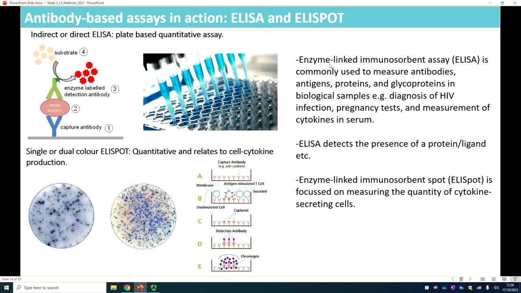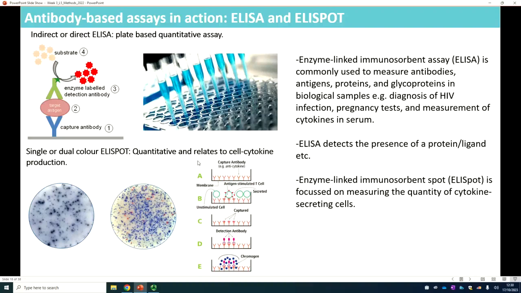ELISA stands for enzyme-linked immunosorbent assay, and it's commonly used to measure antibodies, antigens, or proteins in biological samples. So it's important in, let's say, the diagnosis of HIV infection, pregnancy tests, as well as measuring cytokines in serum. So in this example here, you'd have your antibody, you would add, let's say, your serum, and if your serum contains your target antigen, it will be bound by the secondary antibody, and it will give you a colour change when you add your substrate. So it's important in detecting the presence of a protein or a ligand.